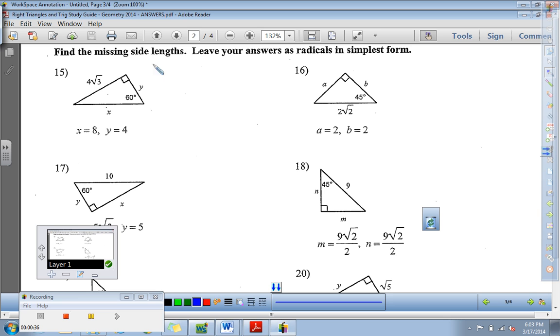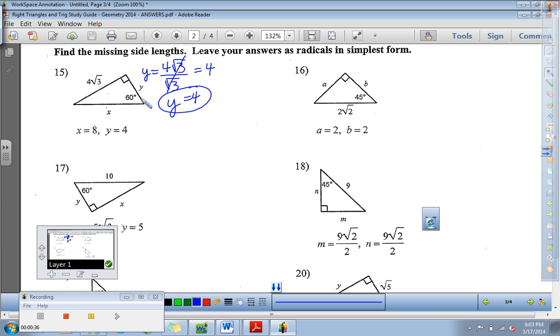Okay, it gives you the long leg here, so to find the short leg, you take 4 times the square root of 3, and you divide by the square root of 3. The square root of 3 divided by the square root of 3, that cancels. So to find y, you're just left with 4. So y is equal to 4. And that's the short leg.